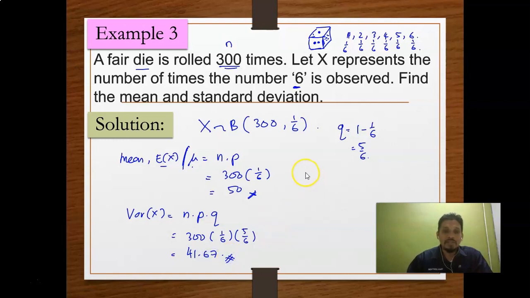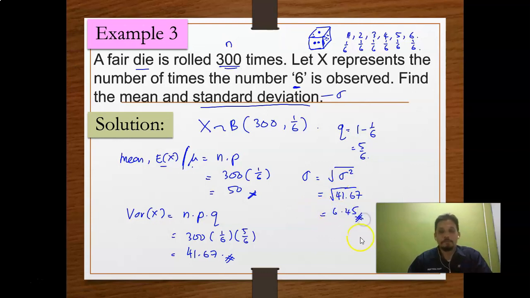And standard deviation, which we represent by the symbol sigma here, is the square root of variance. Square root of variance is the square root of 41.67, which equals 6.45. That's it.